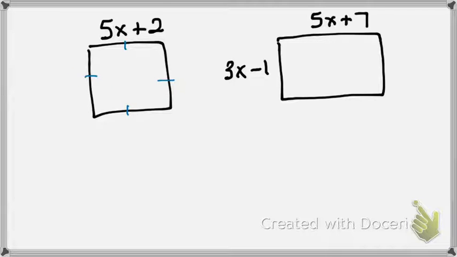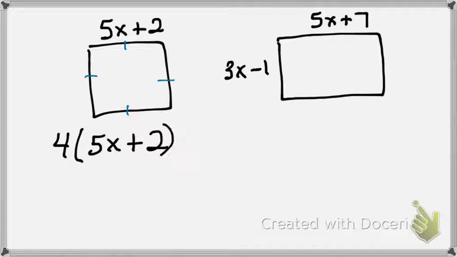So a shortcut way to write it would be to say, hey, I've just got 4 of these things. Shortcut for addition is multiplication. So 4 sets of this. Remember, multiplication means sets of. So if I actually multiply those together, I get 20x plus 8.